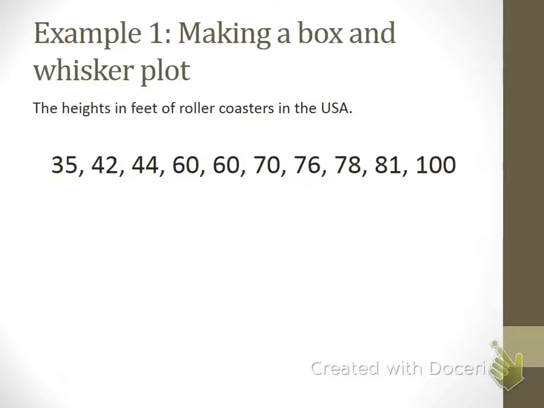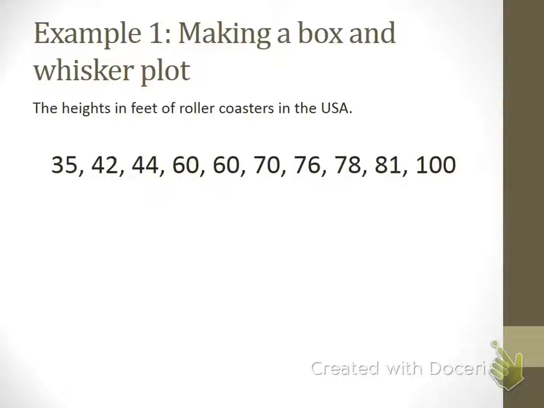So let's see what this looks like in an example. This example gives us statistics really, of the heights in feet of roller coasters in the United States. So here we have all of these numbers, 35 all the way up to 100. The first thing we need to ask ourselves is, are these numbers in order from least to greatest? On this one, they're already in order, so I just want you to copy down the numbers.